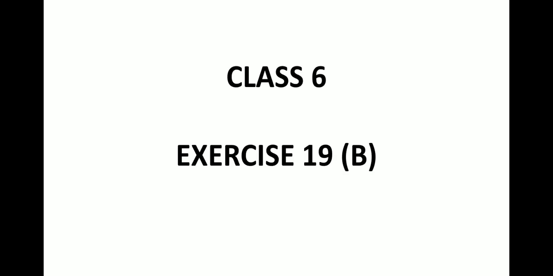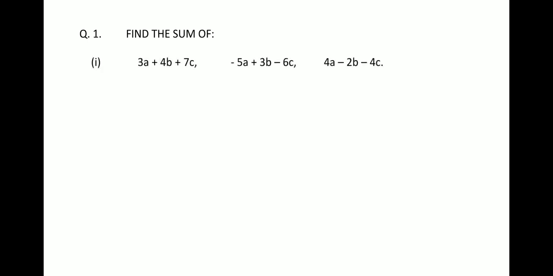In today's video, we are going to solve some of the problems from exercise 19b. So let's look at the first question. Find the sum of question number 1: 3a plus 4b plus 7c, minus 5a plus 3b minus 6c, and 4a minus 2b minus 4c.